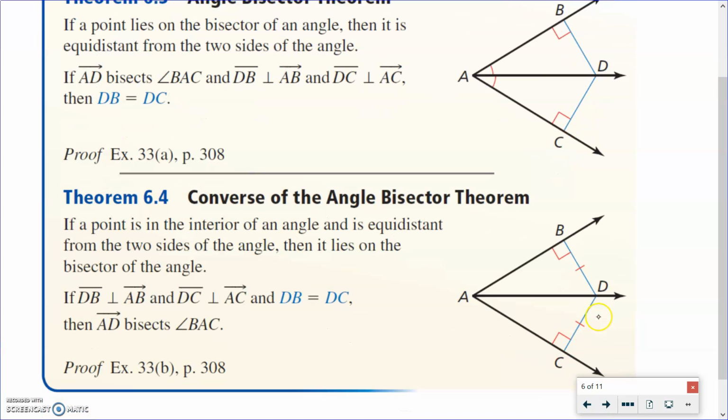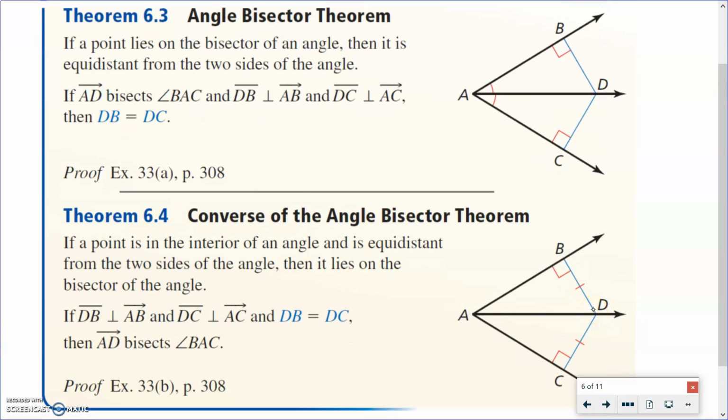So we have two more theorems about bisecting, and this time it's not perpendicular bisectors, it's angle bisectors. So if AD bisects this angle here, this angle BAC, and if this line DB is perpendicular, and DC is perpendicular, then we know that DB, so this blue line right here, and DC are congruent. Okay, but this has to be the bisector, so this part has to be true, and these have to be right angles to know that DB and DC are equal.